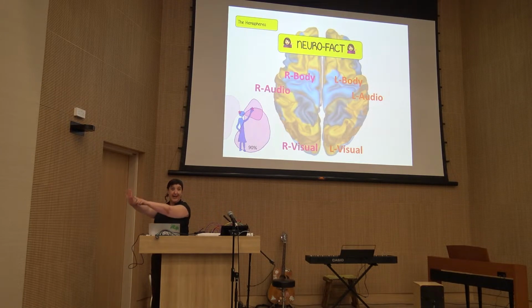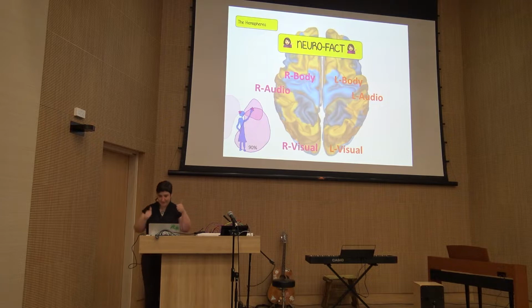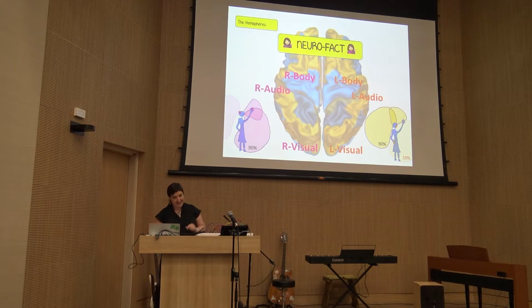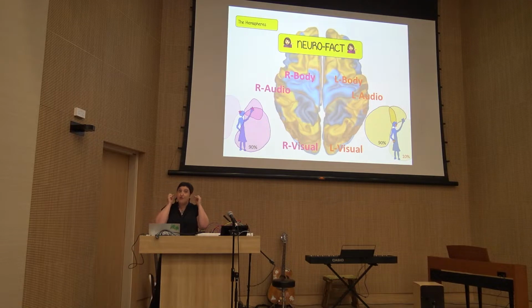So I can see my hand, I can feel my hand in space, and I might be able to hear it as well. And that's all processed in the same hemisphere of the brain. Right. And on the right-hand side, we have the obverse. But it's not 100%.